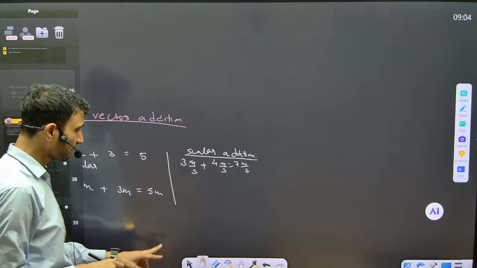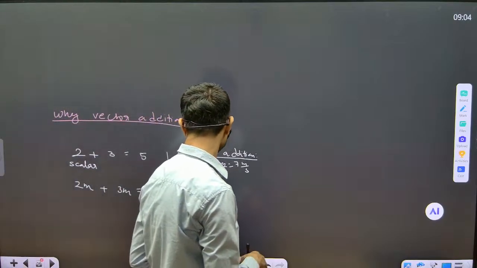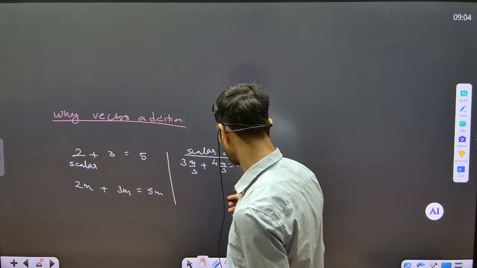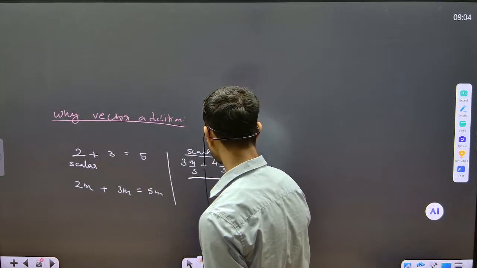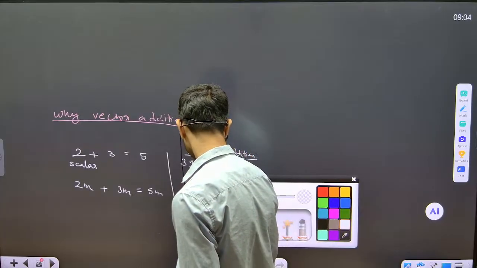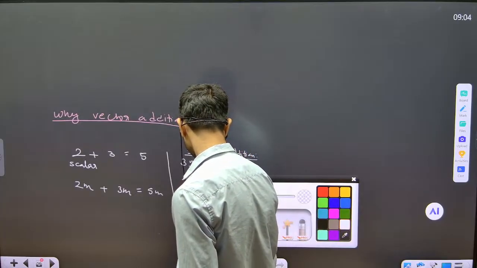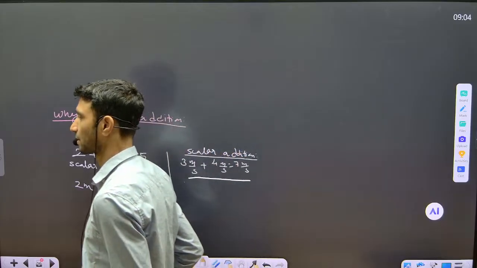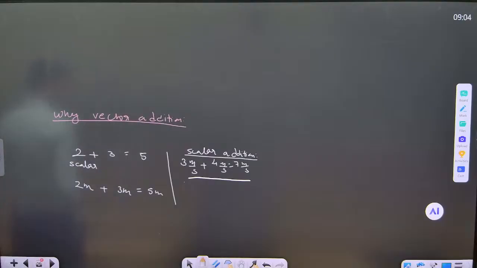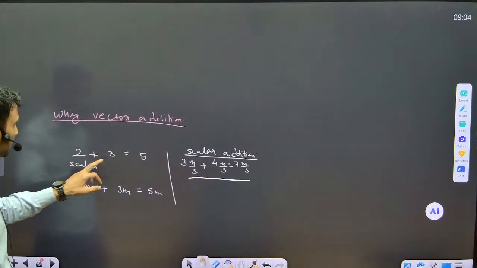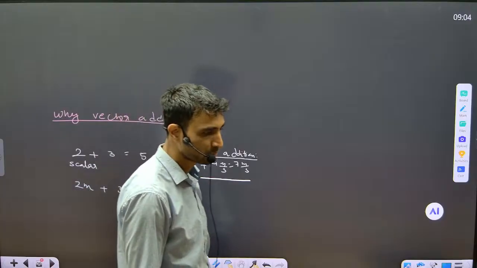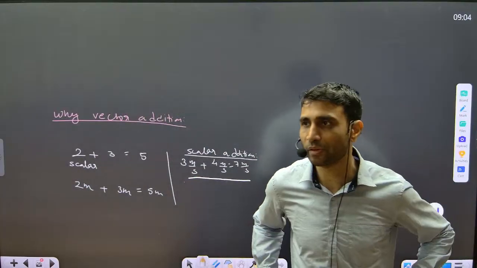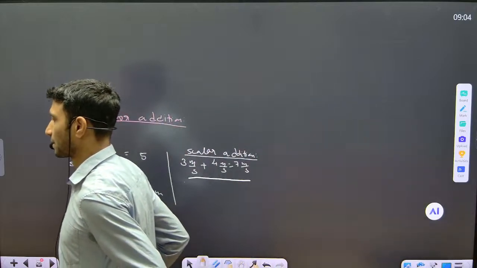So we were going to see vector addition, and before that, I told you that let us see scalar addition. So in scalar addition, we are just going to add the scalar quantities here, right? And 2 plus 3 equals 5. That is what kind of addition? That is scalar addition, right? That's not vector addition. We're not adding vectors here.